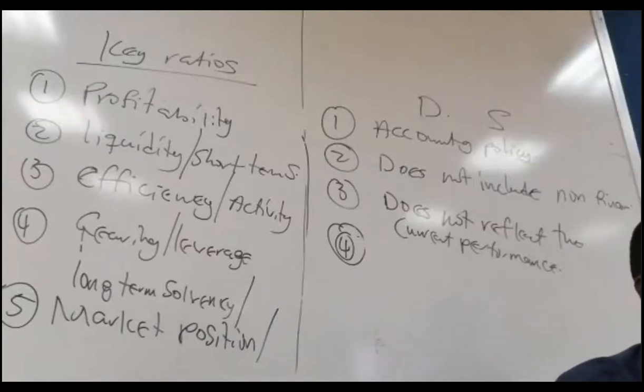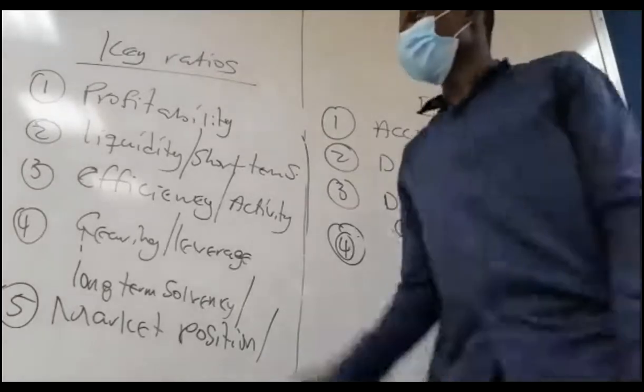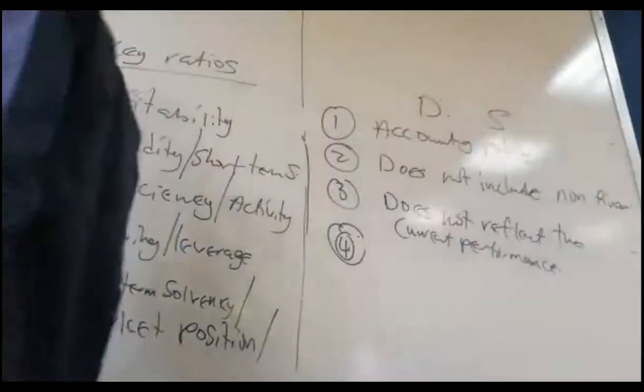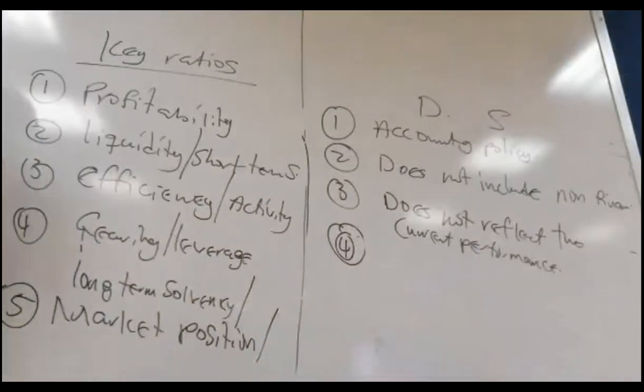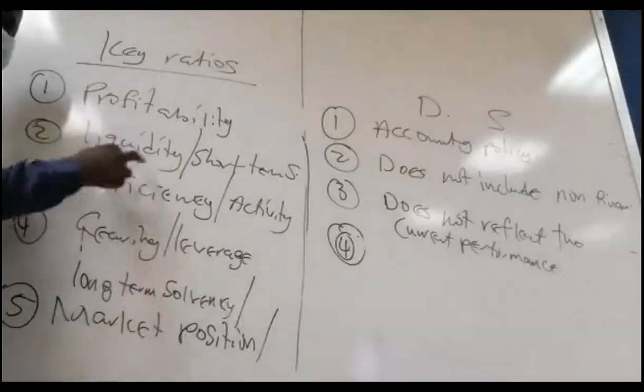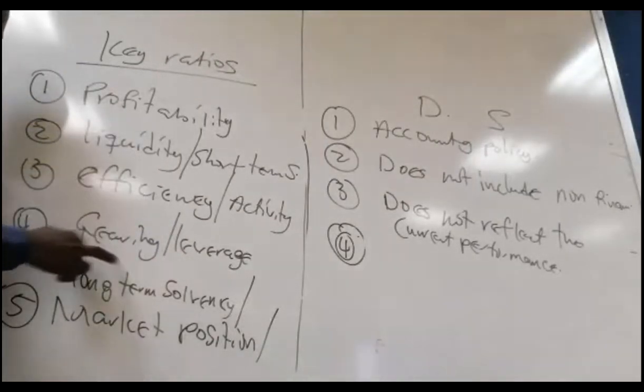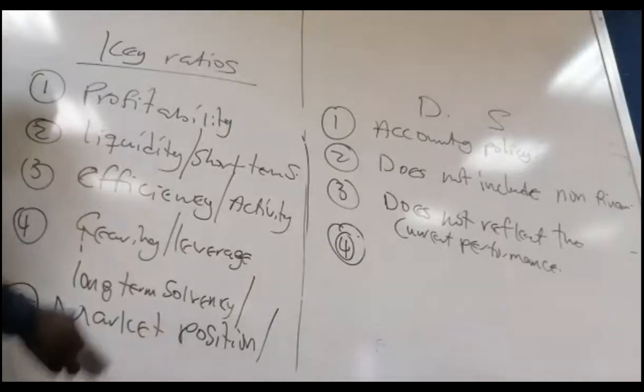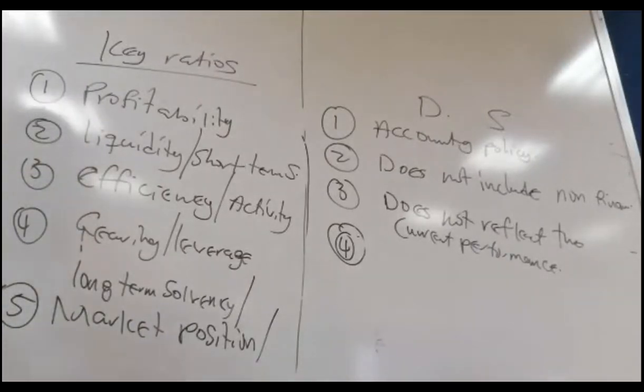So that is it. Okay, let's start with profitability. All this can also be termed as what? The uses of ratio or importance of ratio. These are the five that I wrote: assess profitability, liquidity, efficiency, gearing level, then market position of the organization.